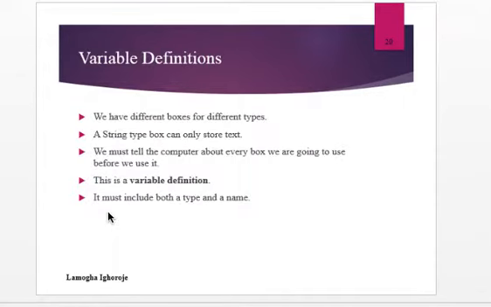So variable definitions, like I said, we have different types of boxes. These are your variables, and they all have different types of things they can carry. Like I said, a cup can contain water, but in a basket, you can't put water, it's going to mess things up. So basket has certain types of objects it can contain, and cup has its own, because of the different types of materials used to make them.